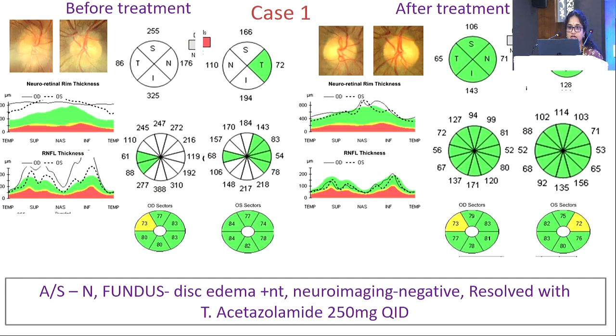Coming to the cases, this patient presented to us with raised intracranial pressure symptoms, and her BP was normal, and her anterior segment was normal, and posterior segment showed bilateral disc swelling, and her neuroimaging was negative, and OCT is showing RNFL thickness is increased, and on treatment with acetazolamide 250 milligrams QID for 2 months, her disc edema was resolved and her disc remained normal.